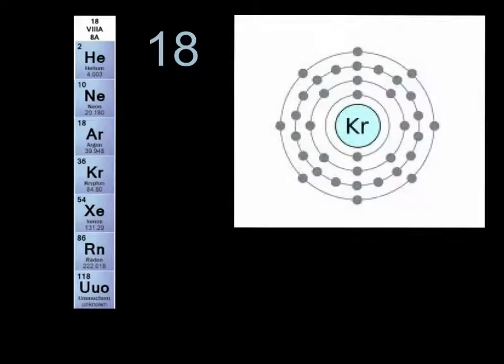Now let's look at an example. Krypton can be found in group 18 of the periodic table. We will take off the first digit of the group number, leaving us with the number 8. This tells us that krypton has 8 valence electrons.